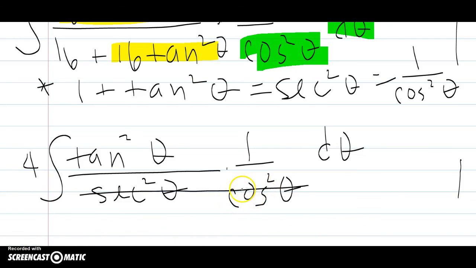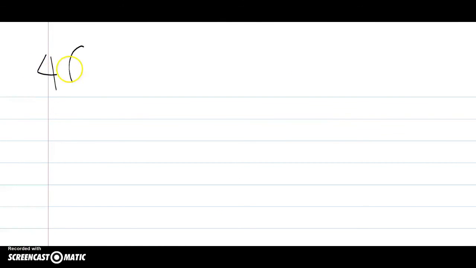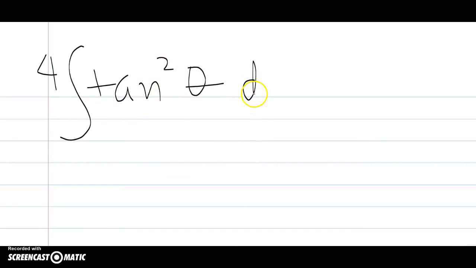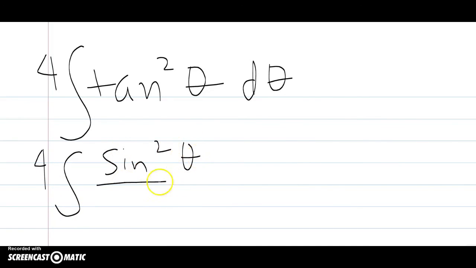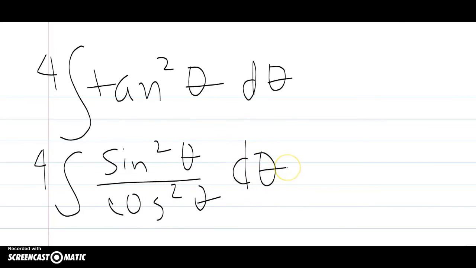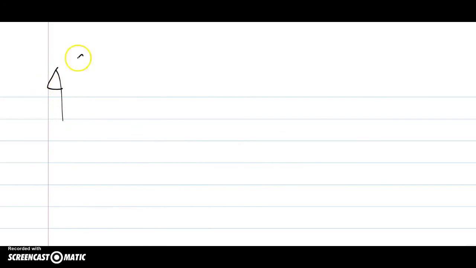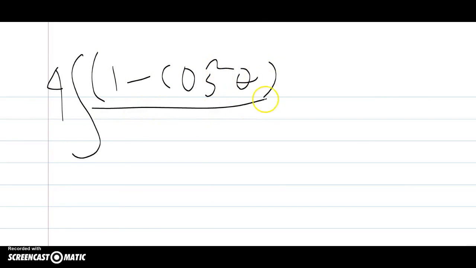So now what we're left with is 4 tangent squared of theta d theta, which is in fact something we can integrate more easily than the original expression we had. Here you could either look it up on the table or you can continue to use trig identities. Tangent squared is, of course, sine squared over cosine squared. And then what I would do here is replace sine squared with 1 minus cosine squared.